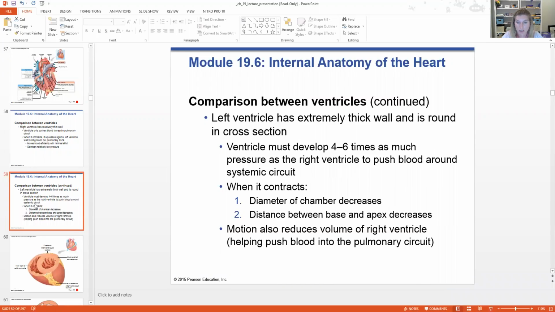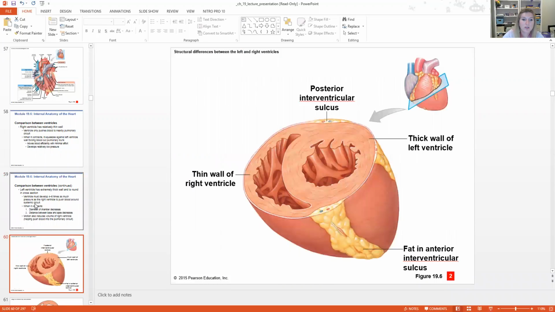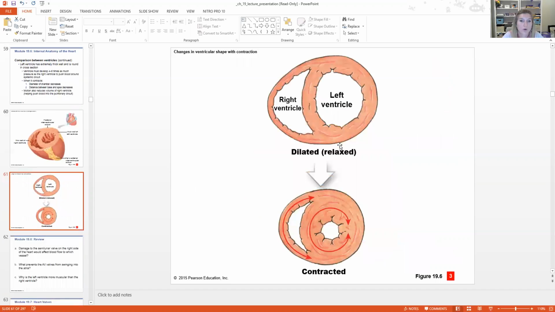the pulmonary circuit. So here you can see the cross sections. The cross section of the left ventricle is more round because it's going to decompress in diameter and shrink in depth, pushing that blood up and out. And then just by default, that right ventricle is going to get smaller because that left ventricle is pumping. So the right ventricle does a little bit of work, but really it's the left ventricle that does the majority of the work for our heart.